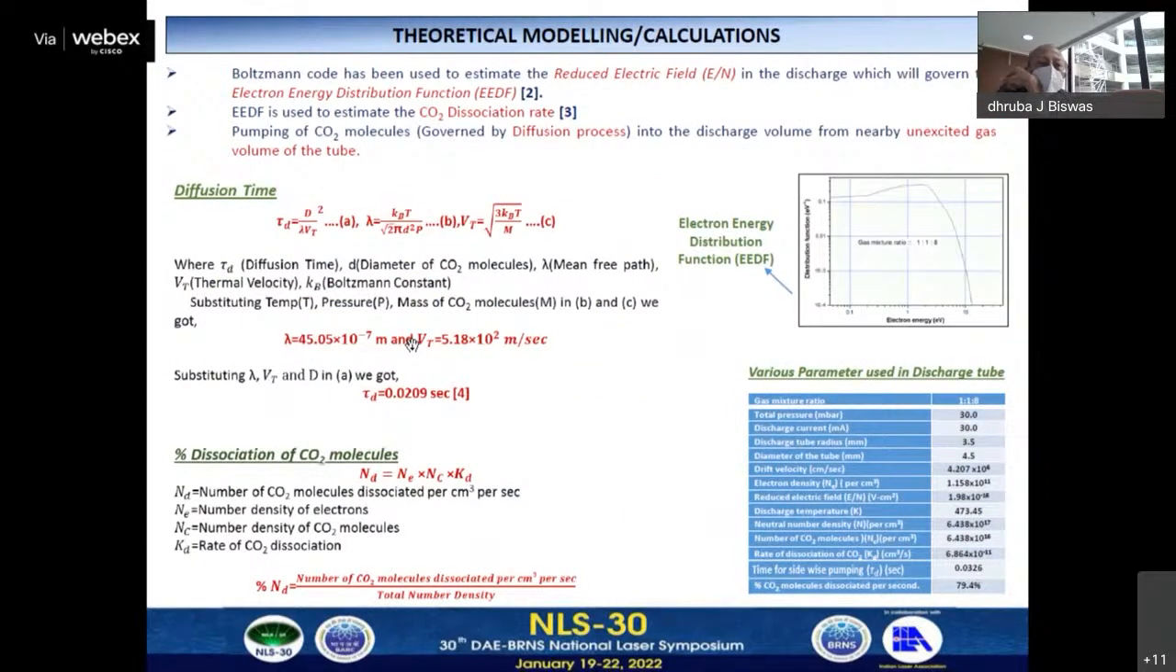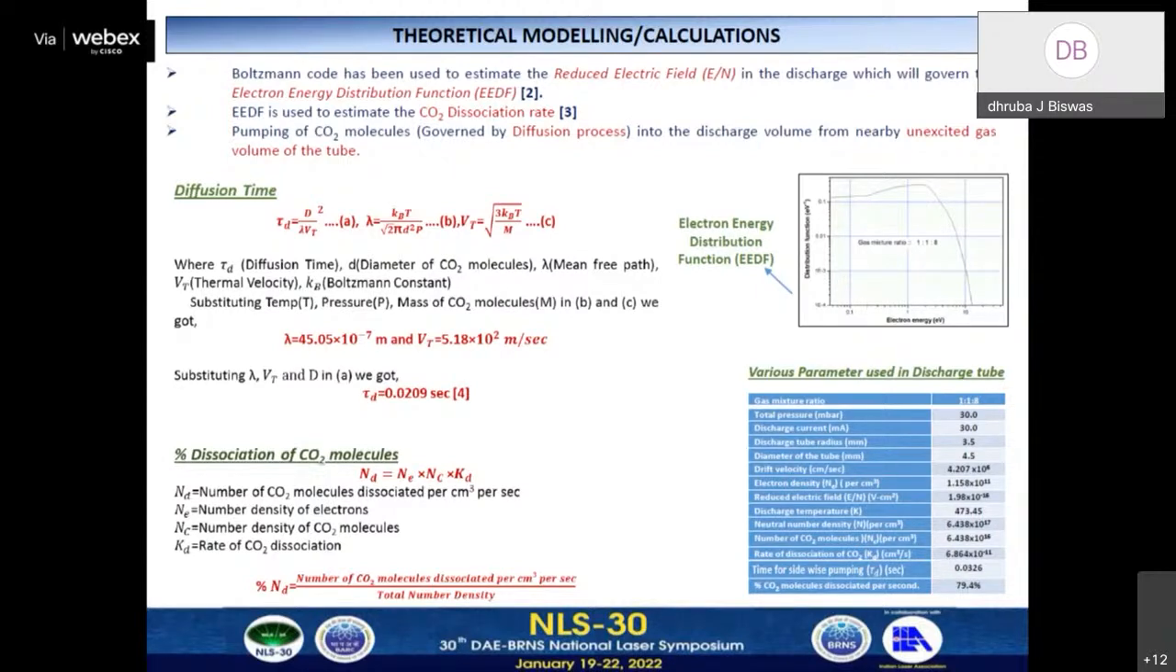For the theoretical modeling, we have used the Boltzmann code, which is used to estimate the reduced electric field in the discharge, which governs the electron energy distribution function. That electron energy distribution function is used to estimate the CO2 dissociation rate. We have also included the term of pumping of CO2 molecules. In the table, we have shown the various parameters used in the discharge tube, which we found from the electron energy distribution function. And this is the electron energy distribution function found from the Boltzmann code.